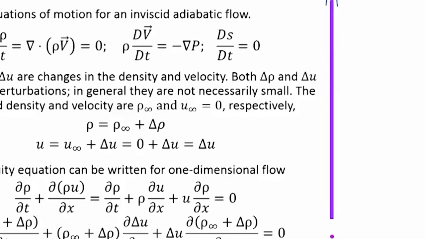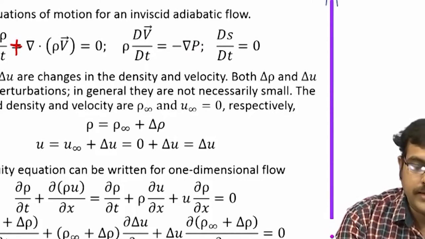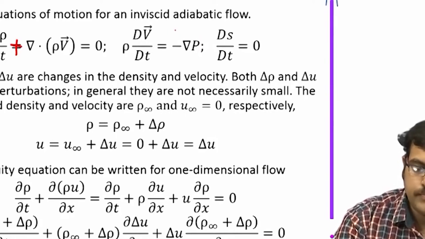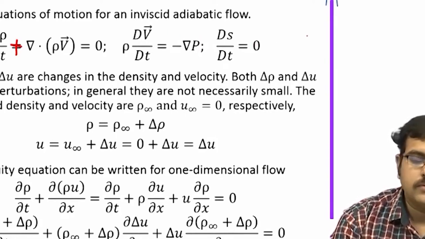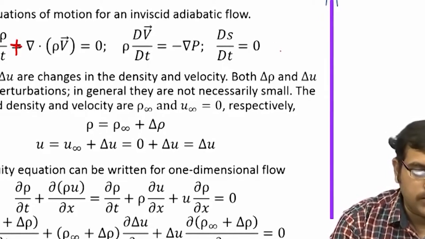So there are general equations of motion for an inviscid adiabatic flow. This is an inviscid flow, so viscous effects are not considered. It's a compressible flow, so we have the compressible equations. So ∂ρ/∂t plus ∇·(ρV) is equal to 0. This is continuity, and ρ dV/dt is equal to minus the gradient of pressure, ∇p. This is momentum. And the movement of these waves is isentropic, so entropy does not change, ds/dt equal to 0.